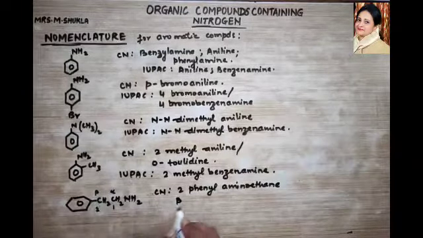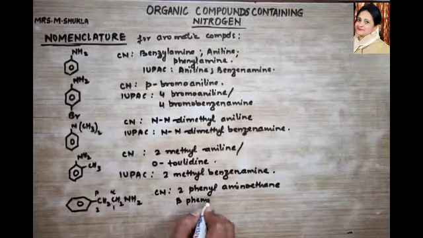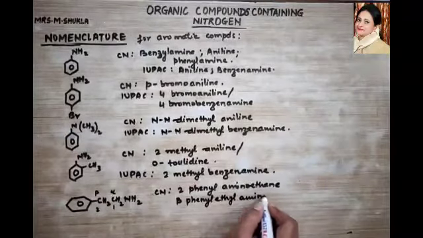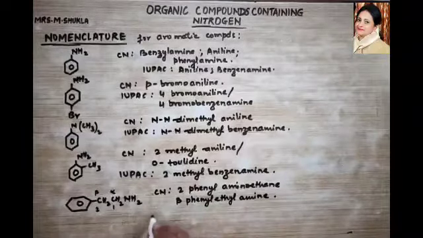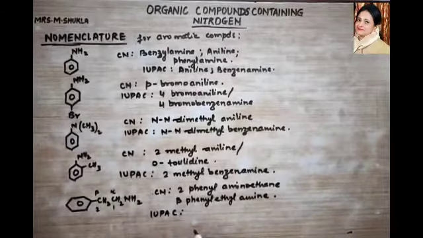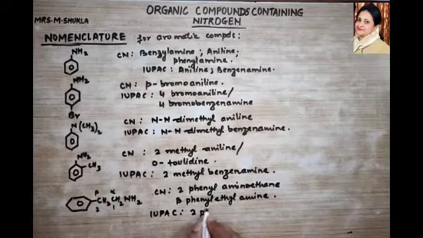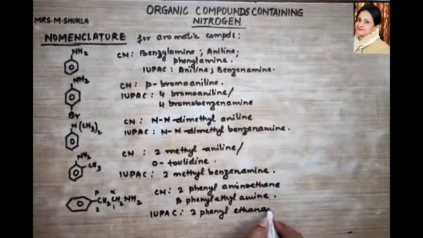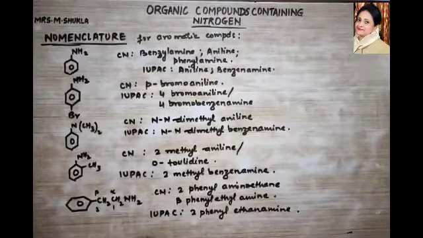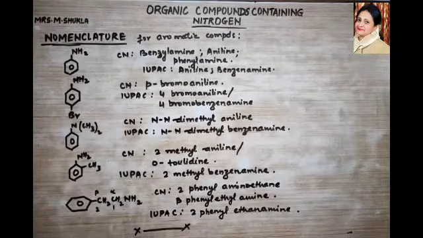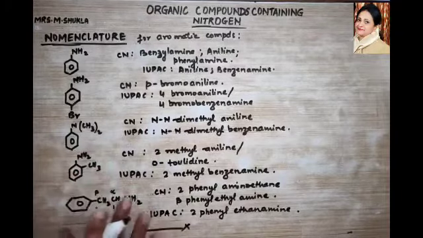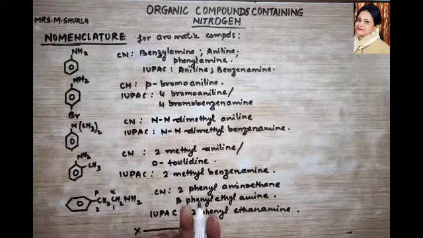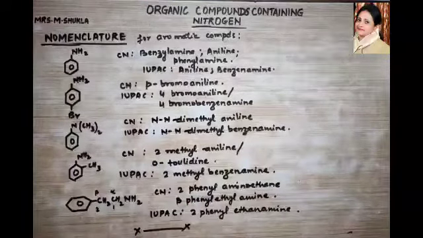To the beta place it is attached, so beta-phenylethylamine. This could also be its common name. Then what about the IUPAC name? The IUPAC name of it could be 2-phenylethane amine. Right? So over here we finish off with the classification and nomenclature of your amines, and in the next video I'm going to begin with the preparation of the amines. Thank you.